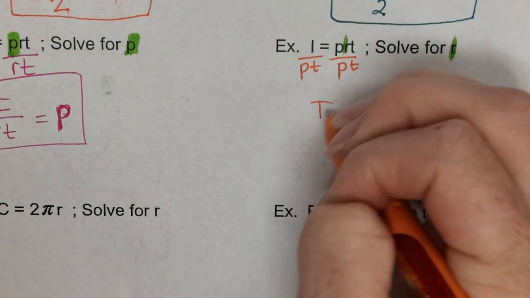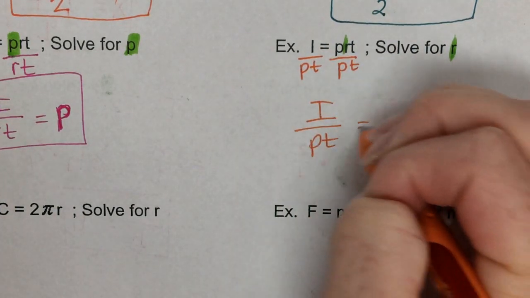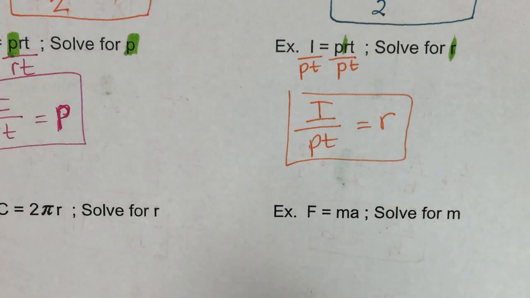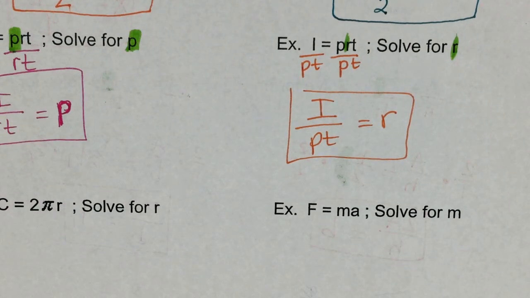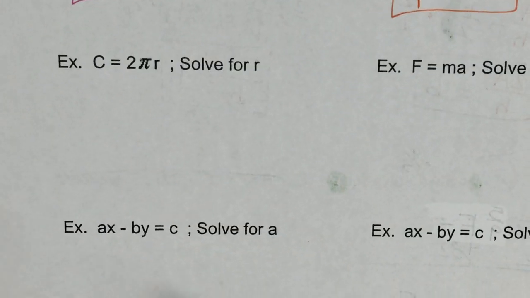You should have gotten I divided by PT is equal to R. Yes? Okay, this next formula, I should have everybody sitting up and paying attention. This next formula is what formula? Does anybody remember?